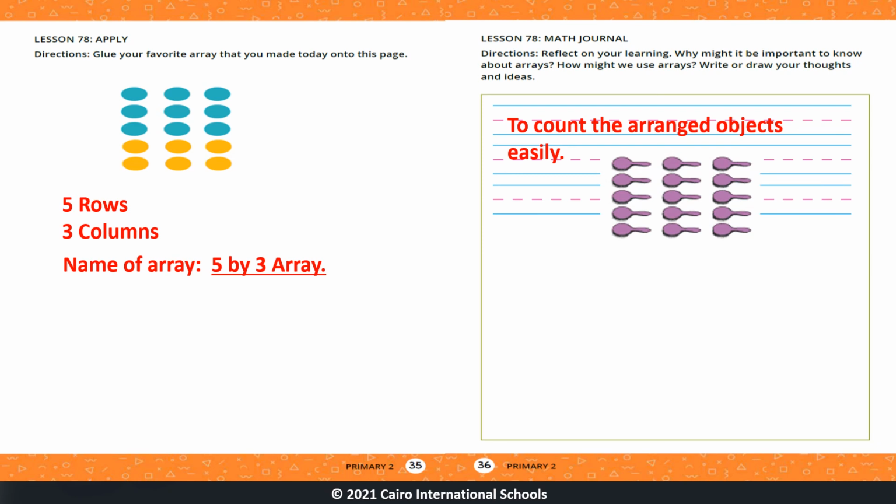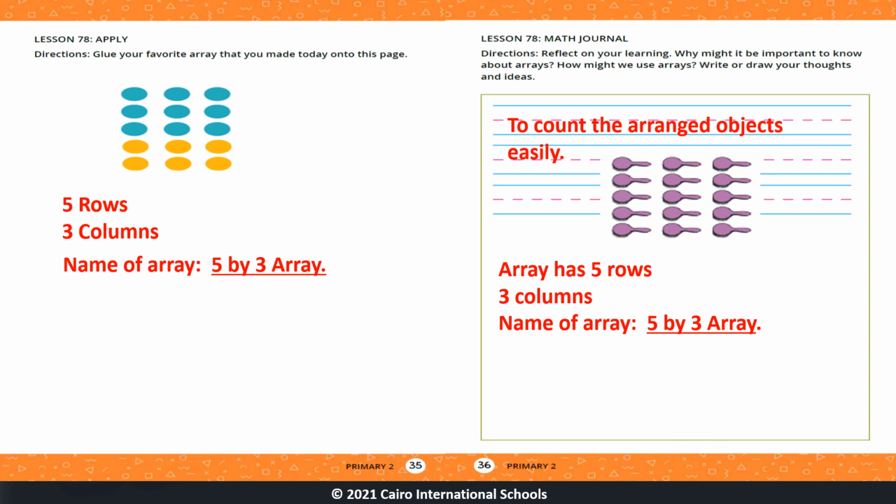Like this array, it has how many rows? Now let's count the number of rows. 1, 2, 3, 4, 5. It has 5 rows. And how many columns? 1, 2, 3. So it has 5 rows and 3 columns. The name of the array is what?